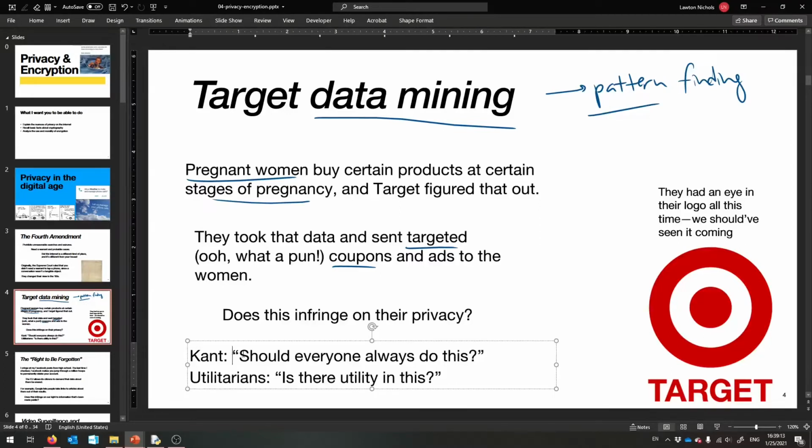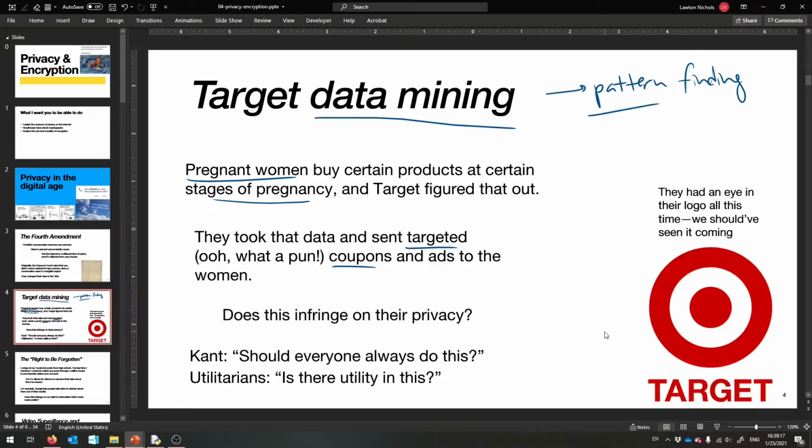Okay, so Kant would ask, well, should everyone always do this? Do we have a right to look at people's purchases all the time? And I think you can imagine that Kant is probably all about privacy. Okay, he would probably say no to this. No, you shouldn't always have this information. That's probably a bad thing. Because then maybe you could do something horrible to me.